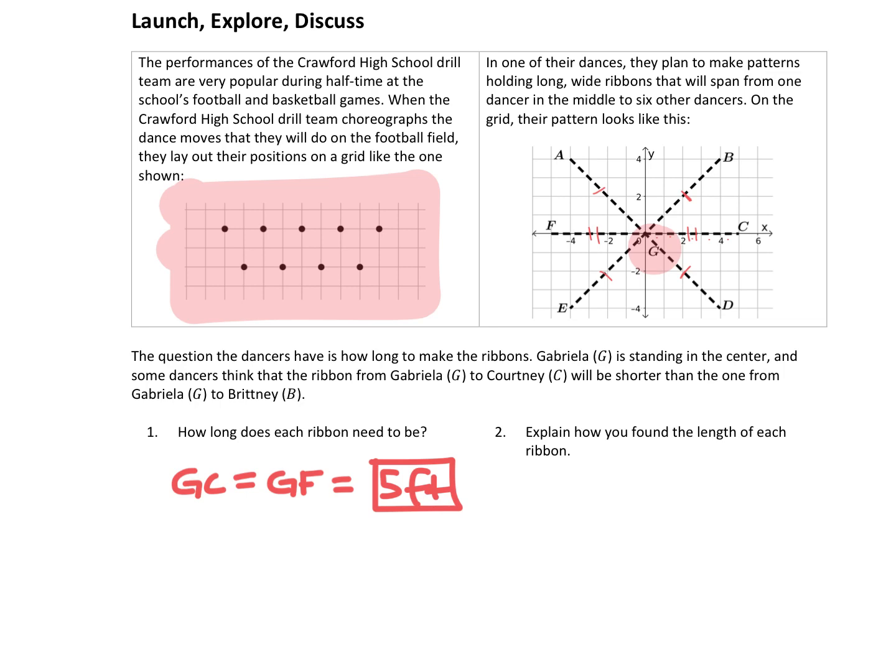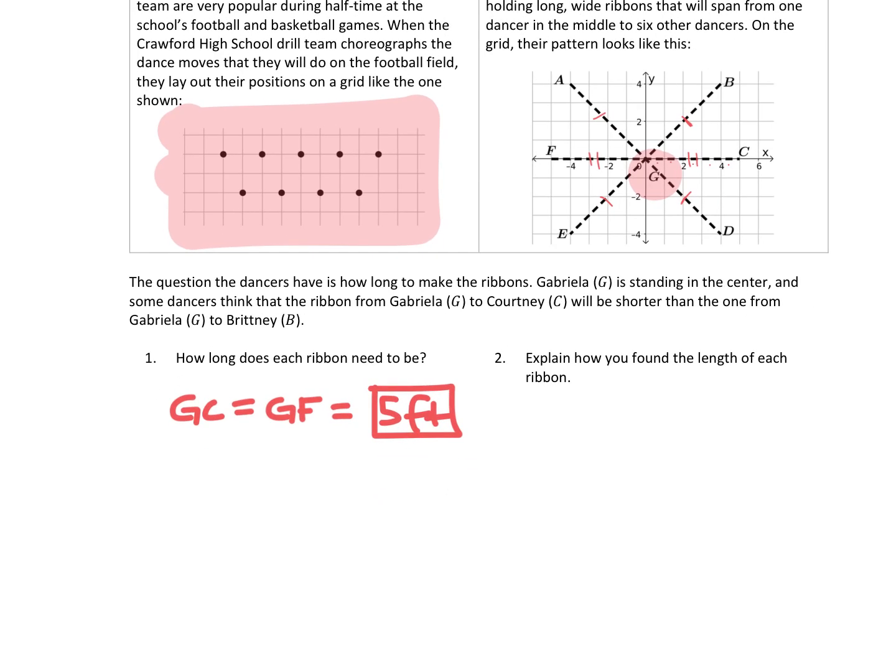Okay, now let's find those diagonals. It looks like from Gabriella to Brittany, it's going to be the same length as from Gabriella to whoever's at A. I don't think they named that dancer. And then Gabriella to whoever's at E, and then Gabriella to whoever's at D. So it looks like those will all be the same.